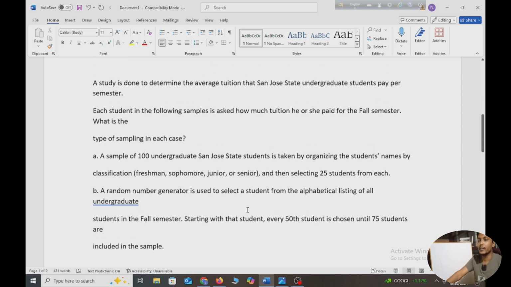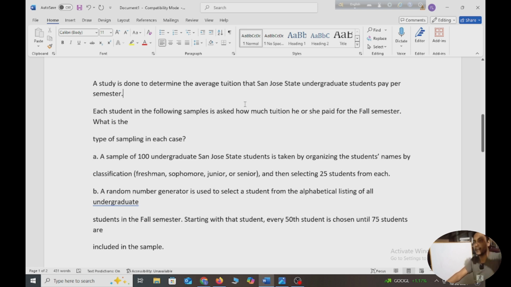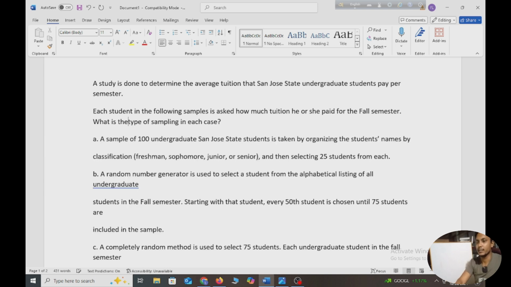Okay, now we are going to take another study. A study is done to determine the average tuition that San Jose State undergraduate students pay per semester. Each student in the following sample is asked how much tuition he or she paid for the fall semester. What is the type of sampling in each case, right?